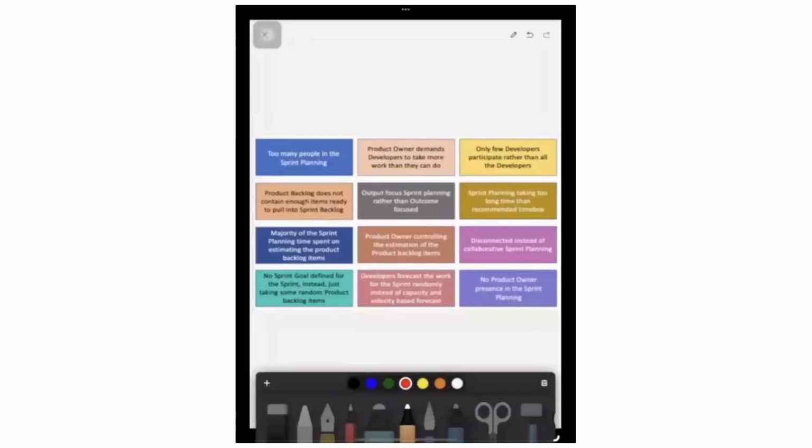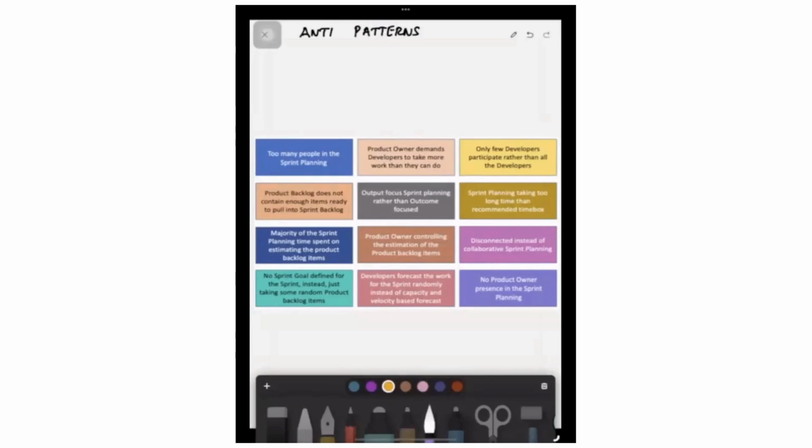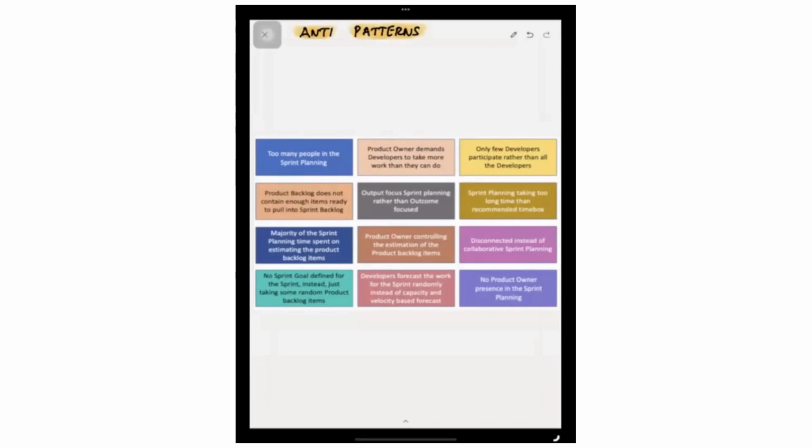So there are some anti-patterns of sprint planning. So these anti-patterns have to be avoided because they will show negative impact. So if you are a Scrum Master or a developer or product owner, be watchful about these anti-patterns.